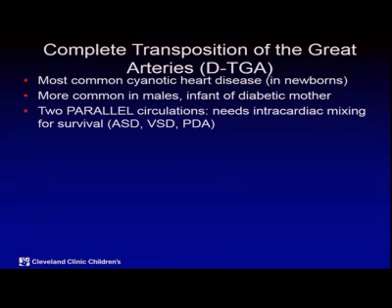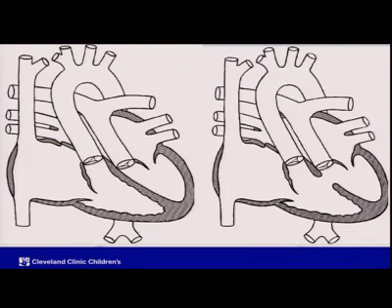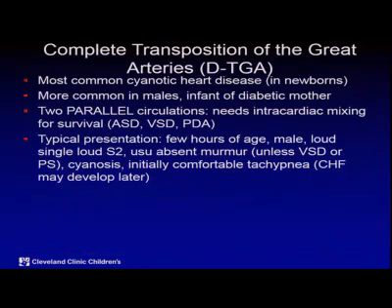You have two parallel circulations. So as you'll see here, this is transposition, and this is transposition with a ventricular septal defect. Blue blood is coming back from the body, then gets pumped back to the body, then comes back from the body, then gets pumped back to the body. On the other side of the heart, you have pink blood coming back from the lungs, gets pumped back to the lungs, comes back from the lungs, goes back to the lungs. So these are parallel circulations, and the only way to survive is to create communications at either the atrial level or ventricular level or ductal level, all right?